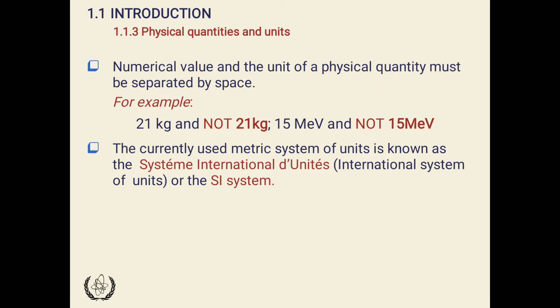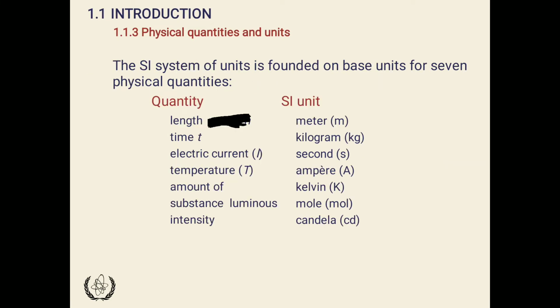The currently used metric system of units is known as the Système International d'Unités, also called the International System of Units or SI system. The SI unit system is founded on the base units for 7 physical quantities. Length is measured in meter, mass in kilogram, time in second, electric current in ampere, temperature in Kelvin, amount of substance in mole, and luminous intensity in candela.